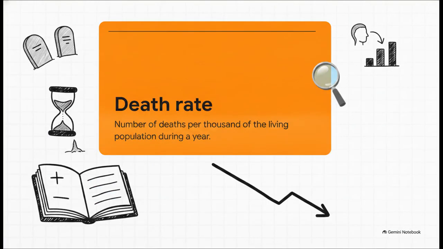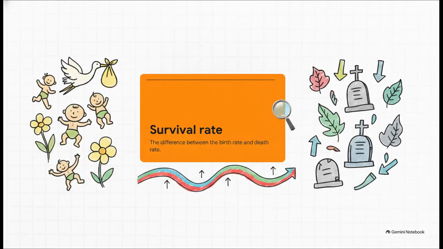On the flip side of that equation, we've got the death rate or mortality rate. Same idea here. It measures the number of deaths per 1,000 people annually. These two numbers are absolutely foundational. Now here is where it gets really interesting, the survival rate. This is just the difference between the birth rate and the death rate. When you subtract the deaths from the births, you get the actual rate of natural population growth. It's this exact margin that dictates whether a population shrinks, explodes, or just perfectly balances out.